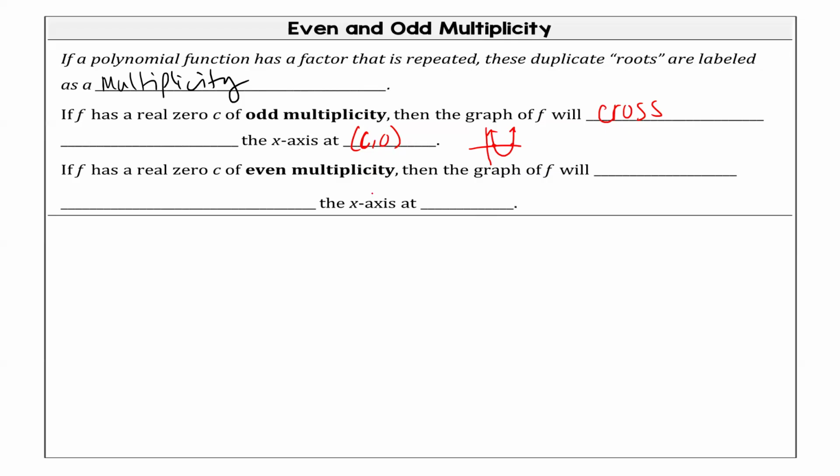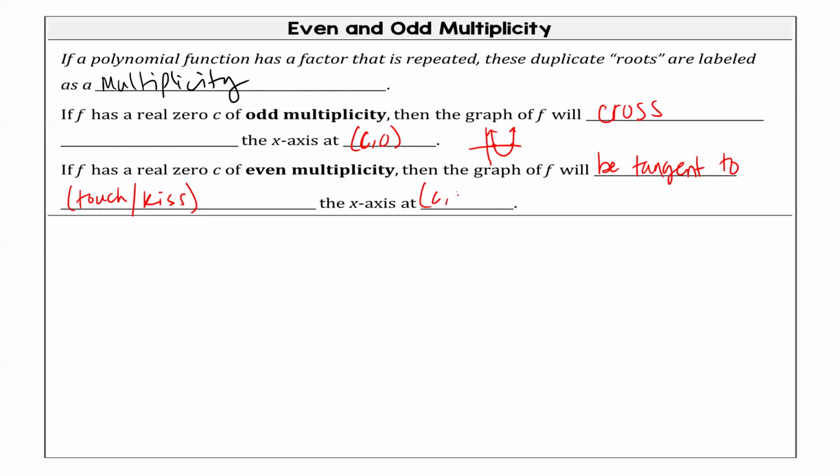All right, if f has a real 0, c, of even multiplicity, then the graph will be tangent. Will be tangent, aka it's going to touch, or I call it kiss the x-axis.